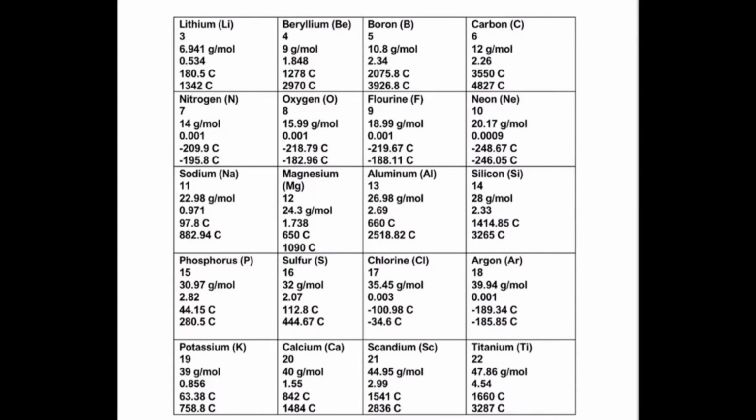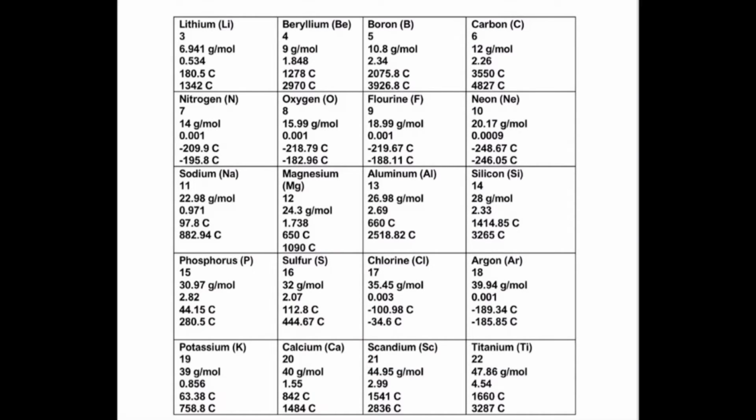Starting with lithium, the chemical symbol is capital letter L and small letter I. The atomic number is 3. The atomic weight is 6.9 grams per mole or 7 grams per mole. The density is 0.534 grams per cubic centimeter. The melting point is 180.5 degrees Celsius. The boiling point is 1342 degrees Celsius.